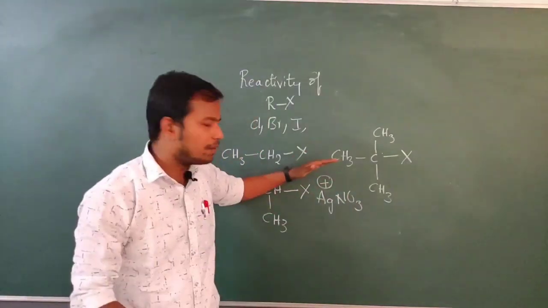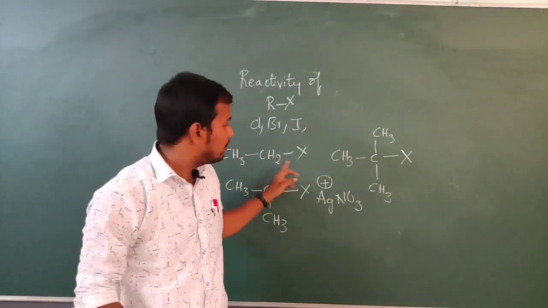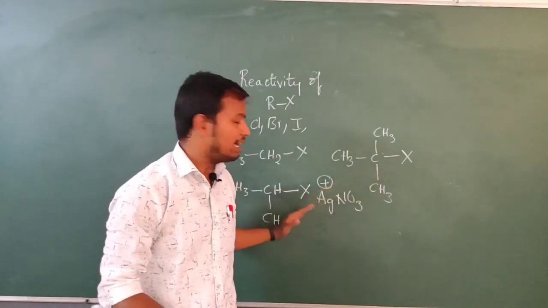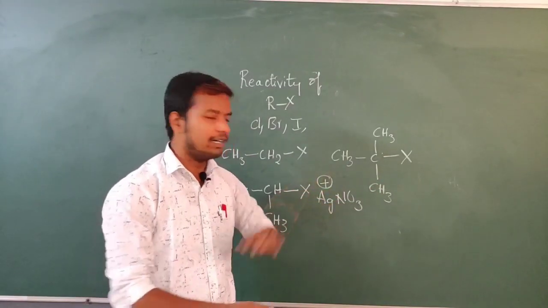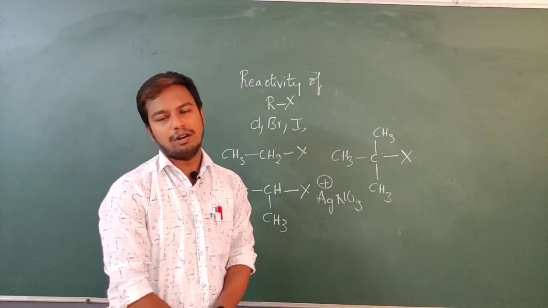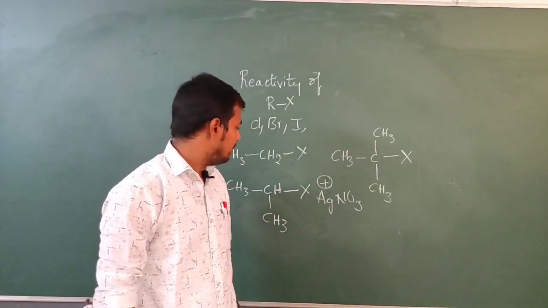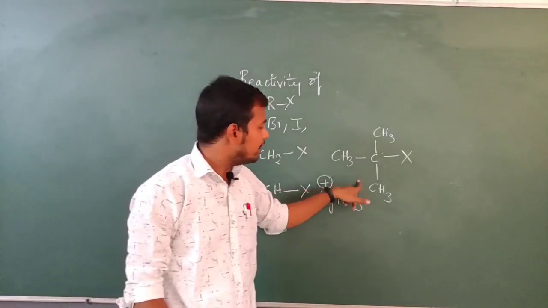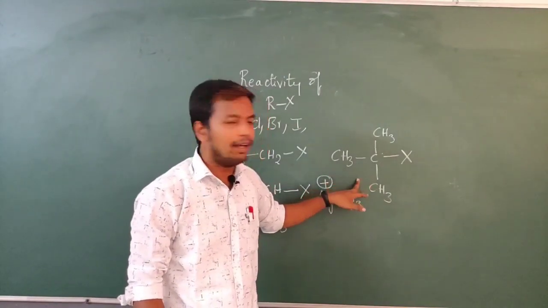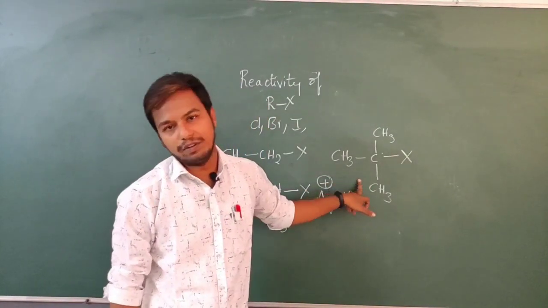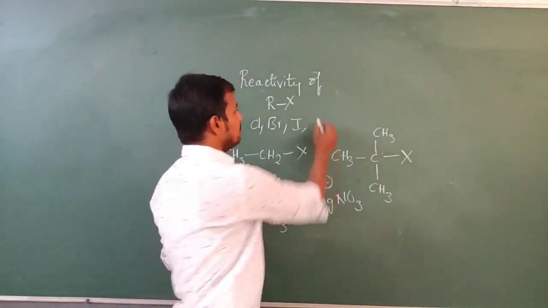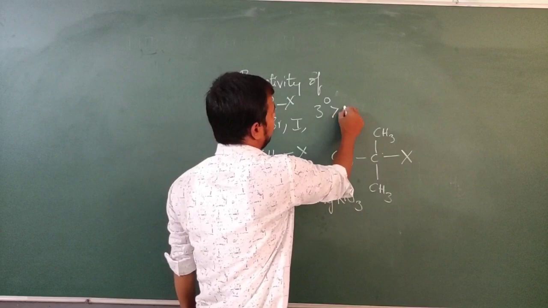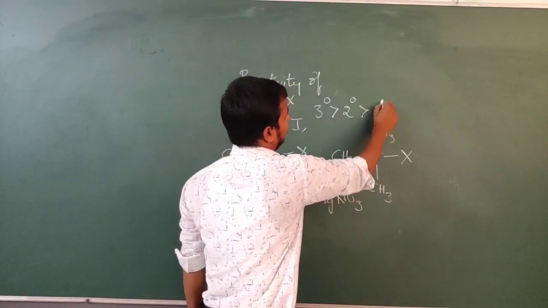Okay, how to understand that? Let's take primary alkyl halide, secondary and as well as tertiary alkyl halide, and dissolve each one with silver nitrate solution. Among the three, tertiary alkyl halide will precipitate first, followed by secondary, followed by primary. So here reactivity is in this order.